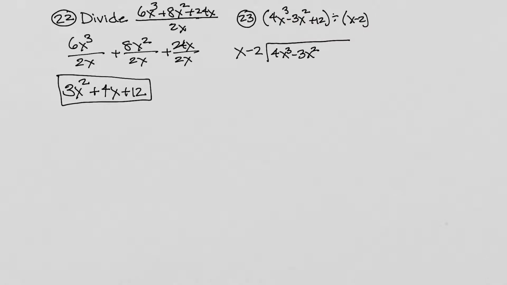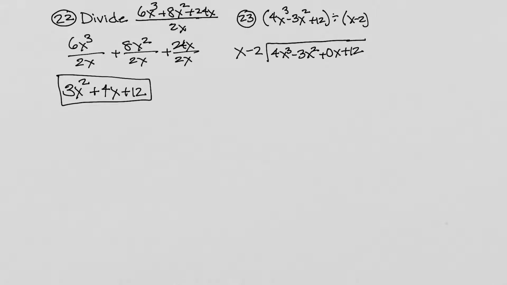But notice there's no x's. So we need a placeholder for those x's. So I'm going to draw plus 0x, and then I'll write the plus 12. I want to put in this placeholder for the x to the first. Notice up here, look at the exponents, we've got 3, 2, none. What I want is 3, 2, 1, none. That'll keep our placeholders, as we'll see.